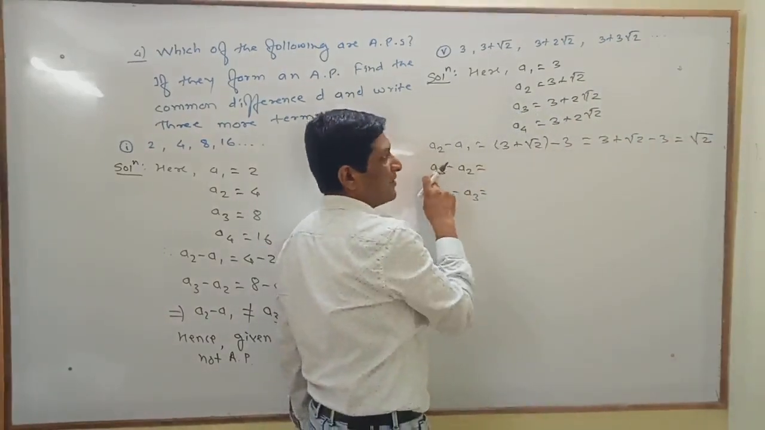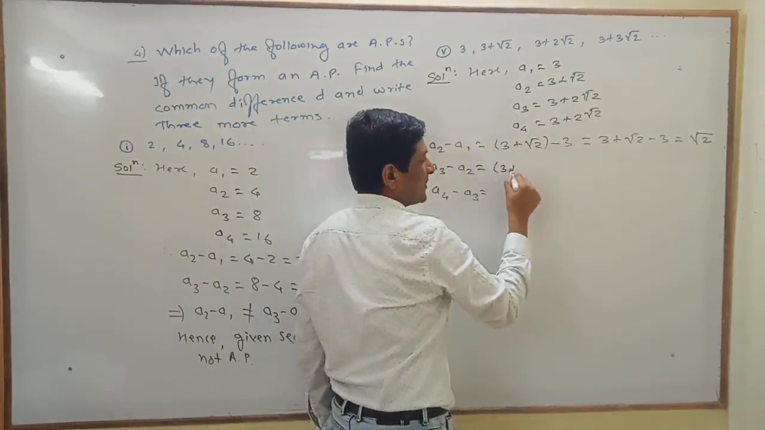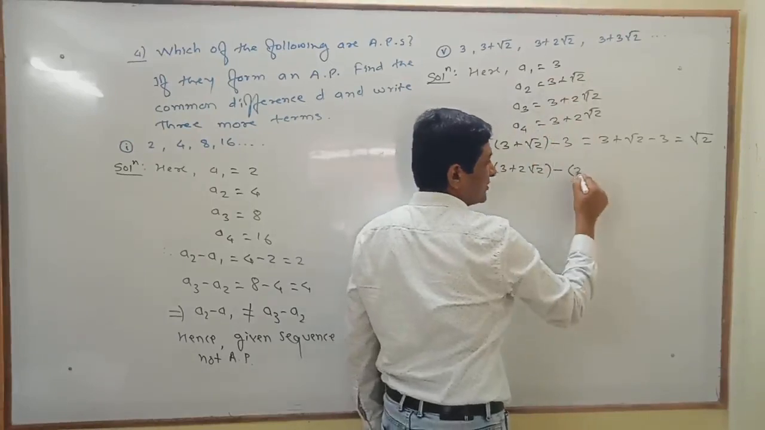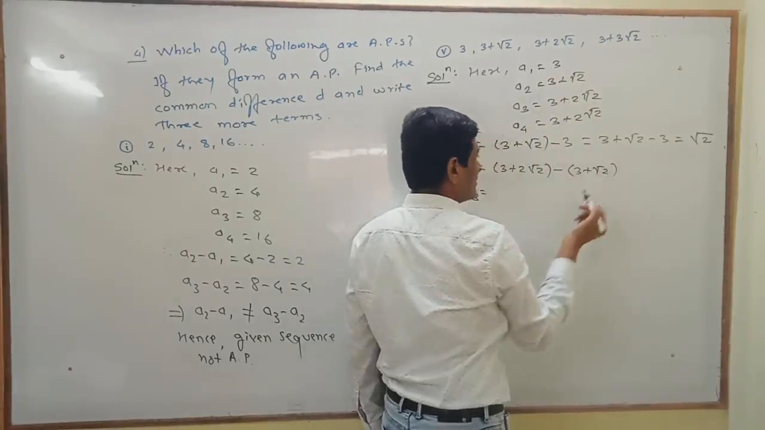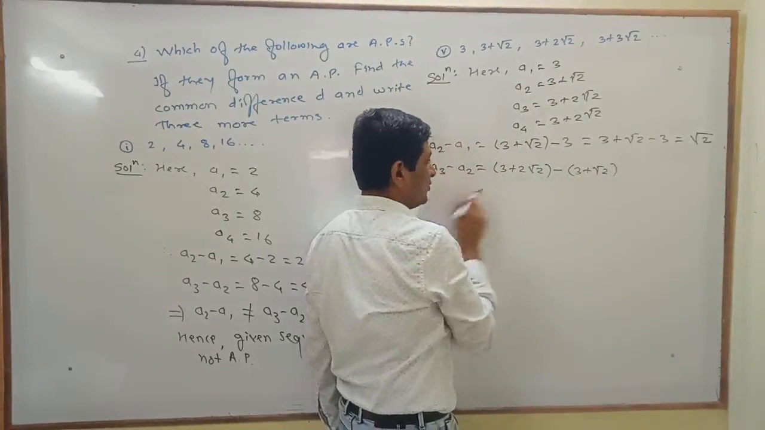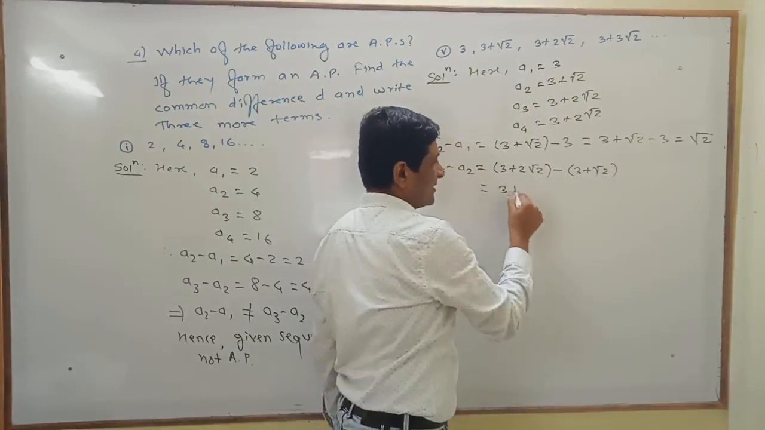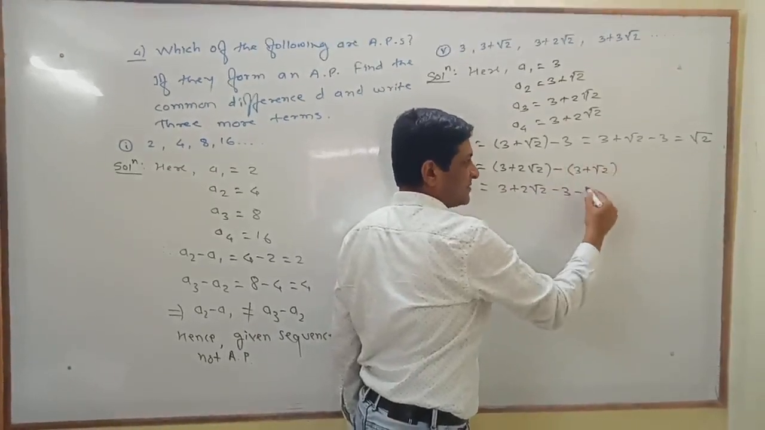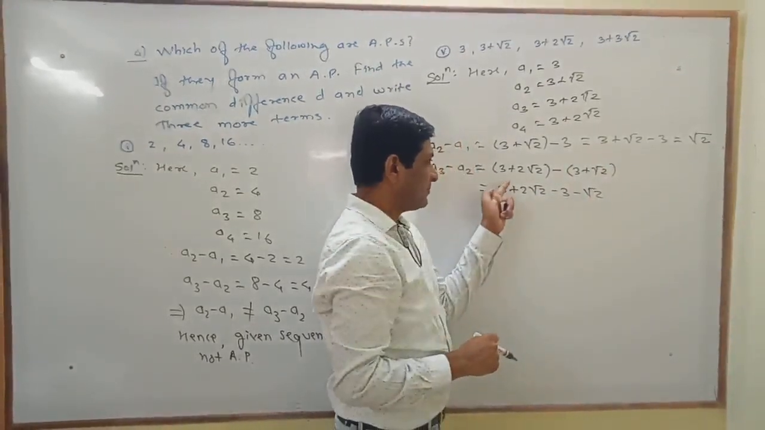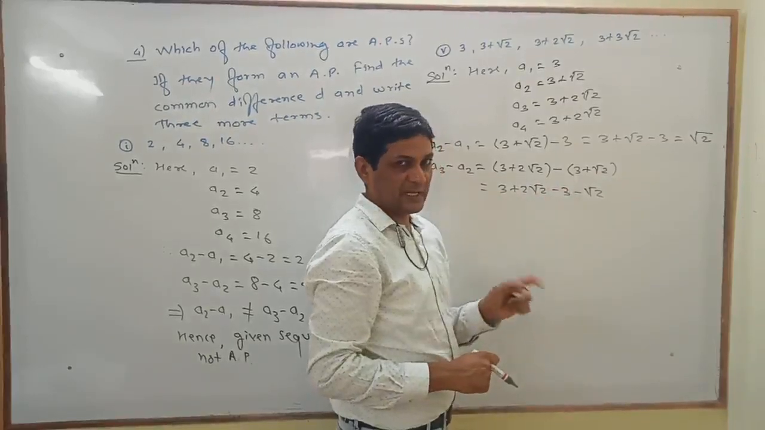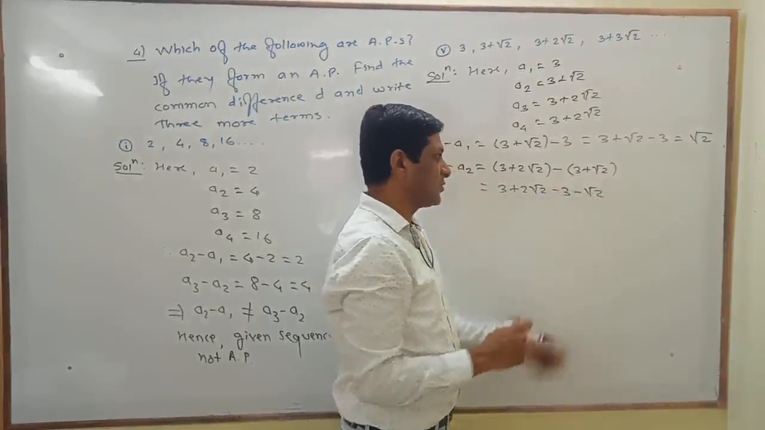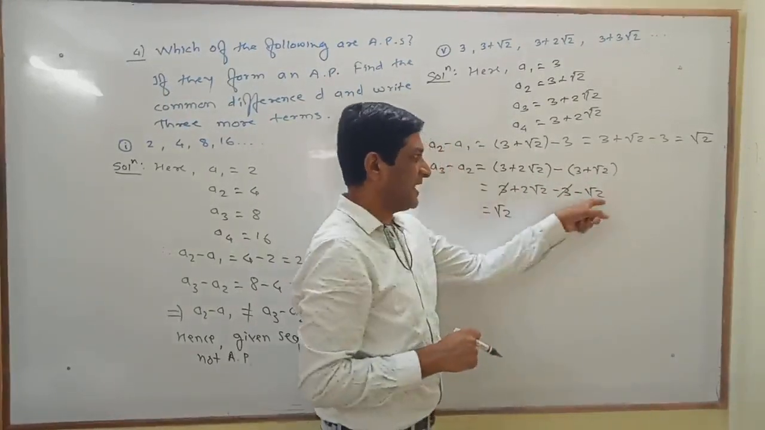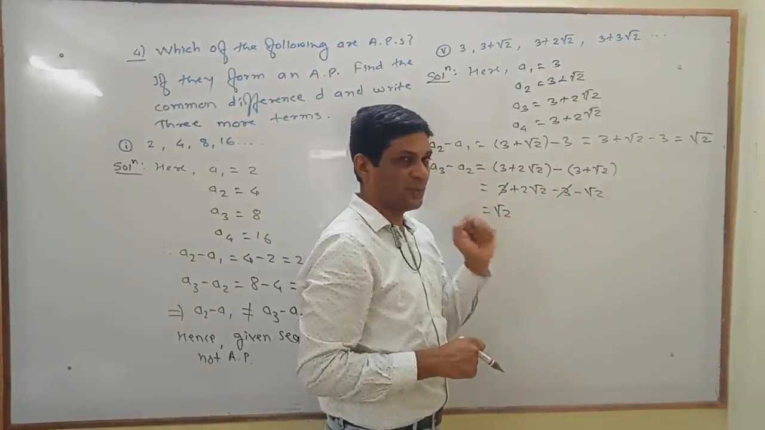Now substitute the value of A3. A3 is equal to 3 plus 2 root 2 minus A2, which is equal to 3 plus root 2. So to simplify it, let us open the bracket. So 3 plus 2 root 2, minus into 3 is minus 3, minus into root 2 is minus root 2. Here plus 3 and minus 3 will get cancelled, and 2 root 2 minus root 2 will be equal to root 2. These are the like terms. 2 root 2 minus root 2 will be equal to root 2.